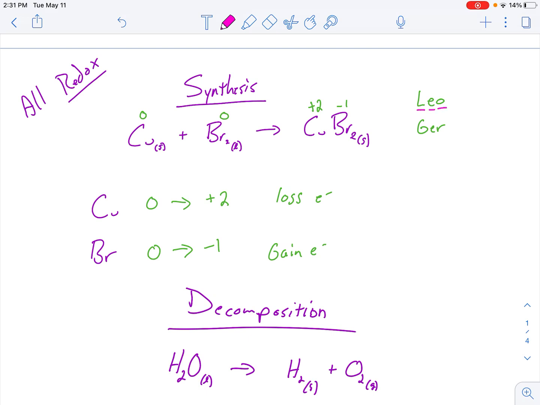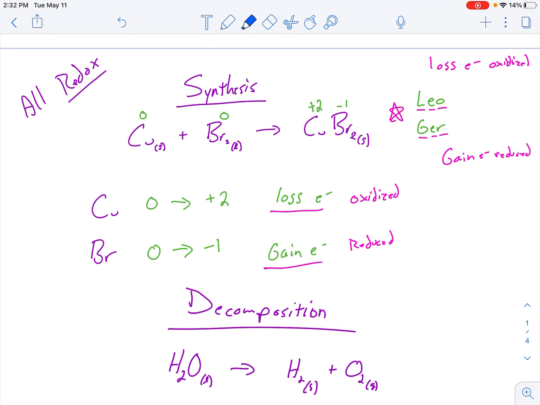Loss of electron is oxidized. Gain electron reduced. There's a bunch of them out there. This is a great way to figure out which one's oxidized and which one's reduced. In this case, copper loses electrons, so I know it's oxidized. Bromine gains electrons, therefore it is reduced. I like this method specifically because it has that electron in there to make sure you remember we're following electrons.